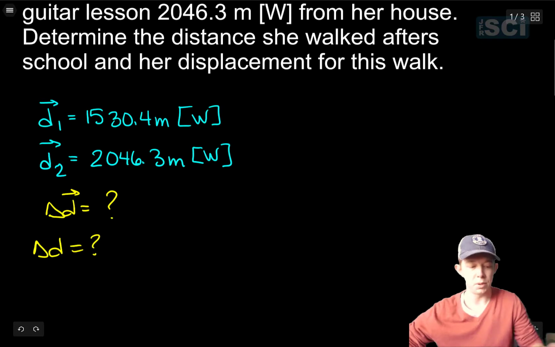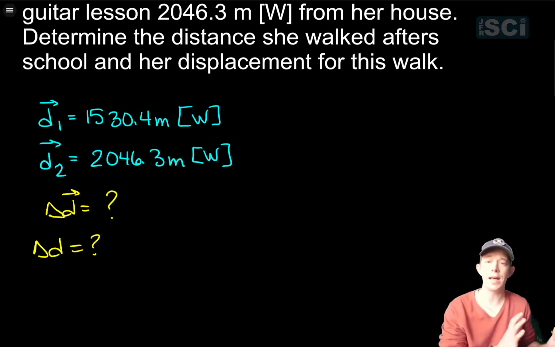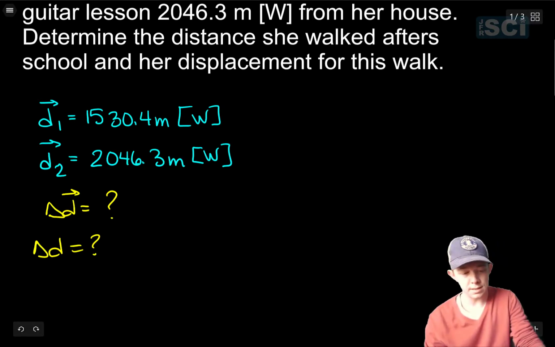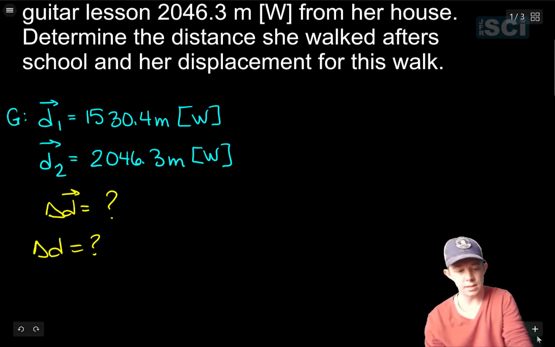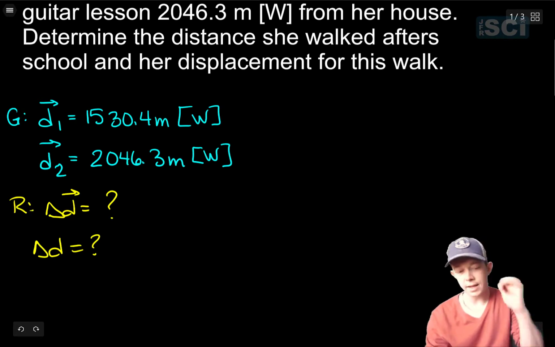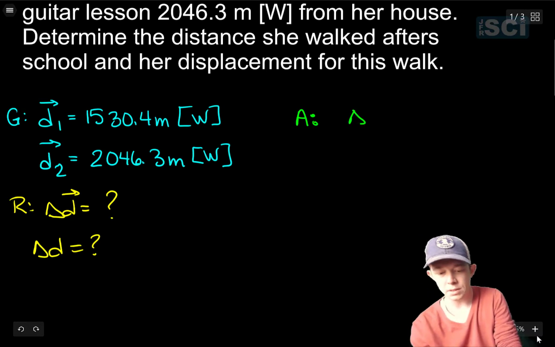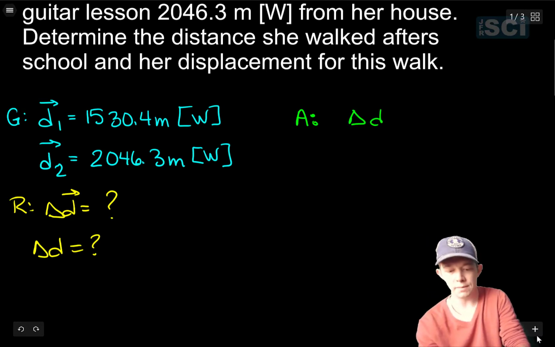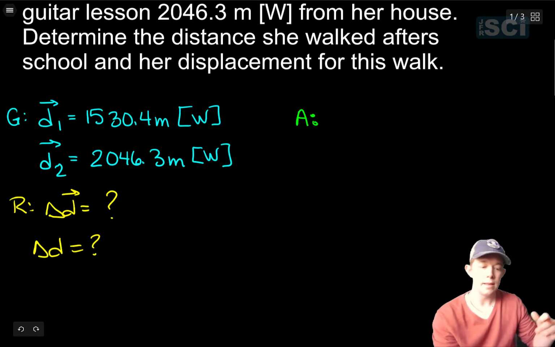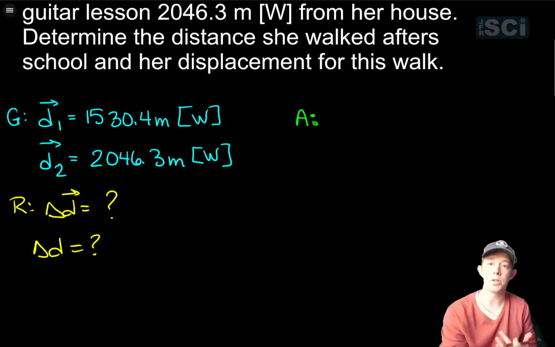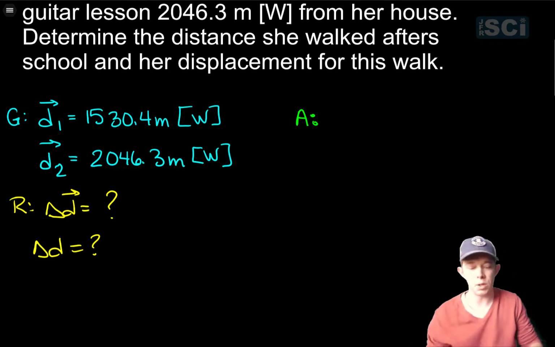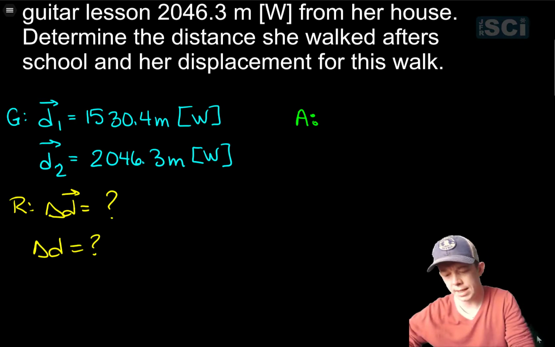And I've just put them down. So everything that's in that aqua color is my givens. These are my givens. These are my requireds. And the next thing I'm going to do is my analysis. So my analysis, what I'm going to try to do is use the idea that the change in position will be their displacement. So I'm going to draw a picture of what's happening here.